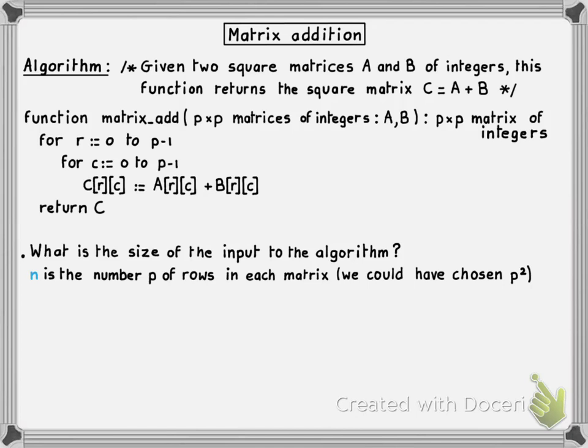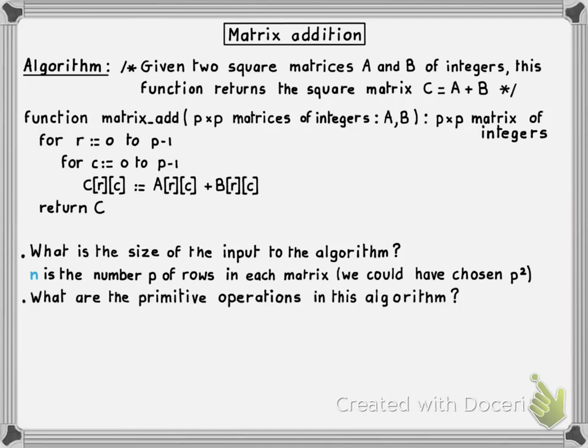Okay, now that we have defined the size of the input, we can decide which primitive operations we're going to count for the time complexity. So let's go through the pseudocode and determine all the primitive operations that are included in the algorithm.